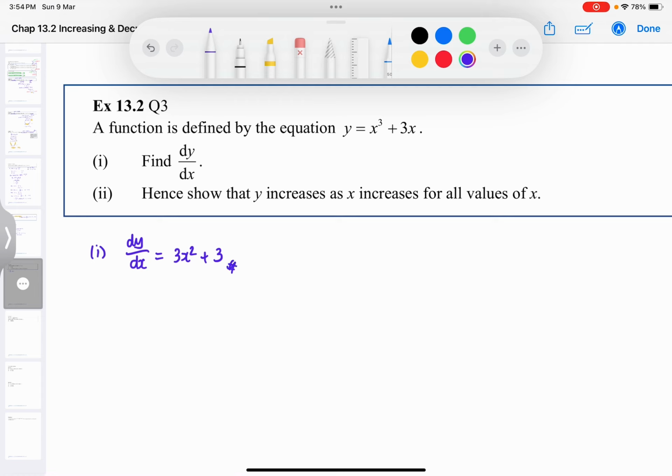Okay, so this is part 1's answer. Part 2, hence show that y increases as x increases for all values of x. So this is asking you to prove that it's an increasing function, right? So hence means you have to use part A's answer. Okay, so how do I prove that y increases as x increases for all values?